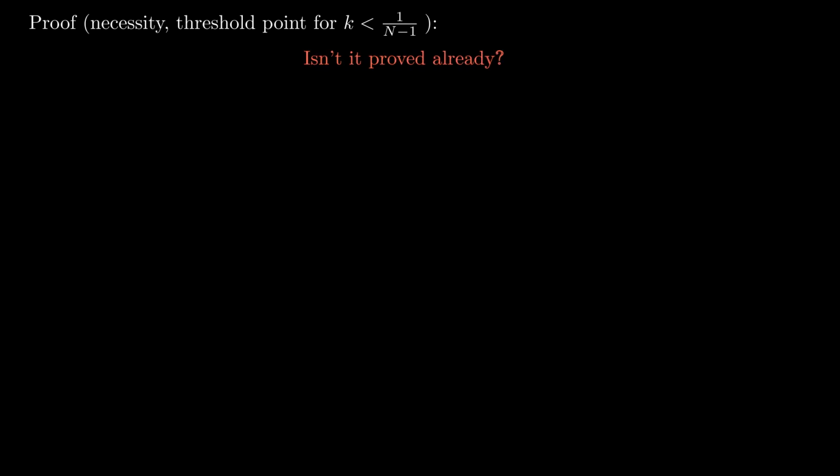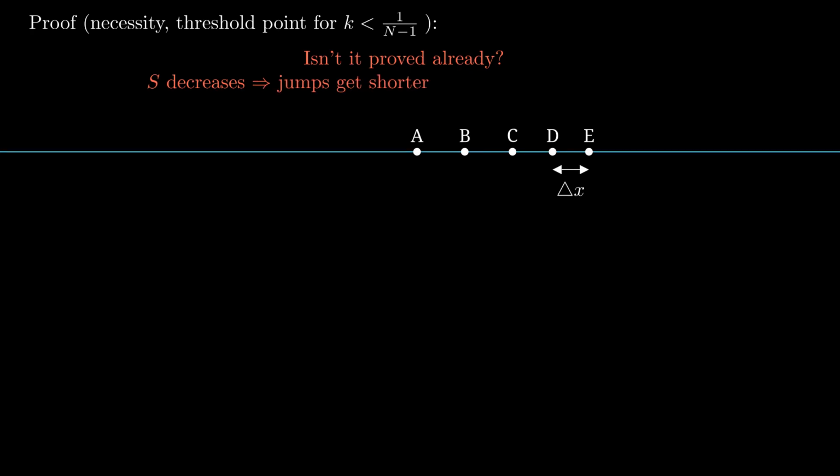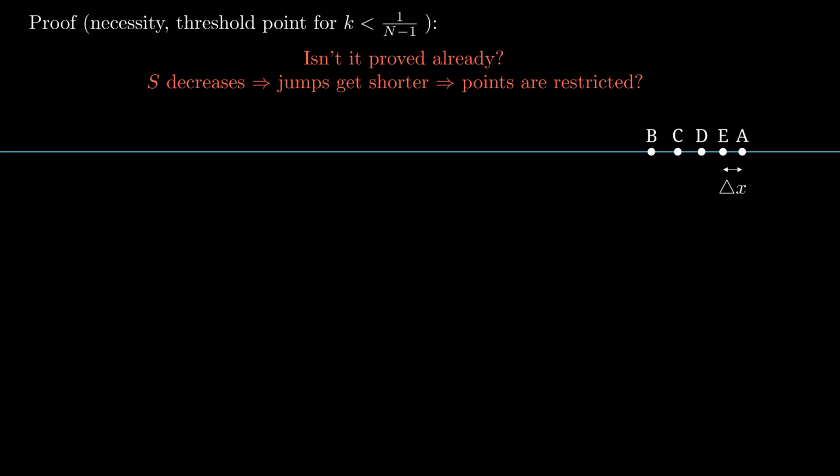Necessity. In this part we must prove that for k less than 1 divided by n minus 1 there exists a threshold point never overjumped. You may ask, isn't it proved already? S decreases for these values of k, so points more and more squeeze to each other. Their jumps get shorter, maybe not monotonically, but eventually they go to 0. Doesn't it mean that points are restricted in finite area and cannot jump far away?